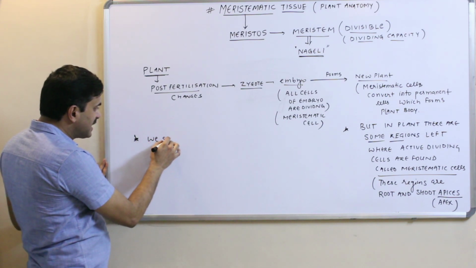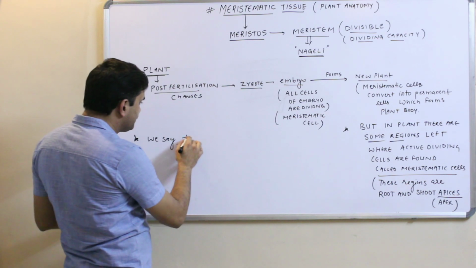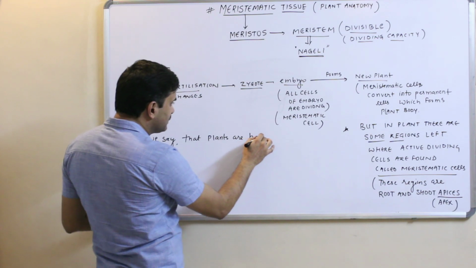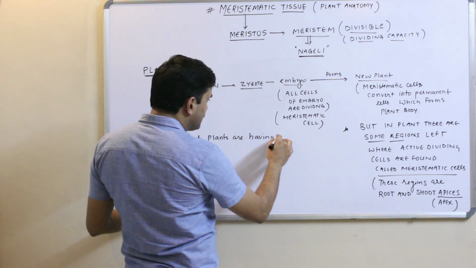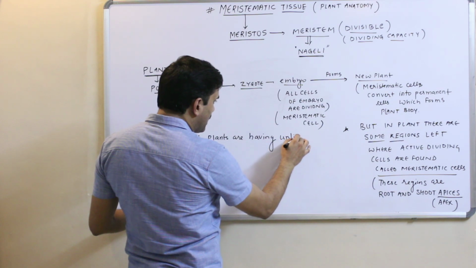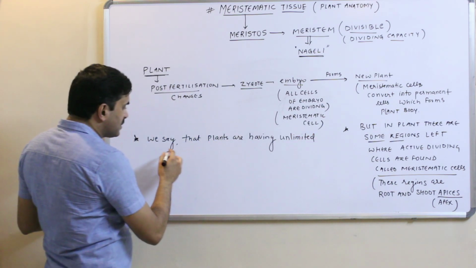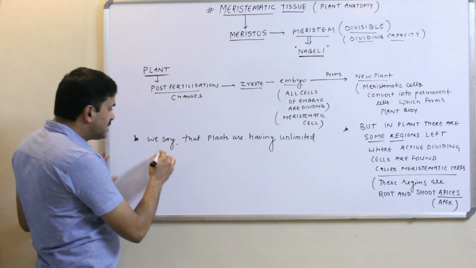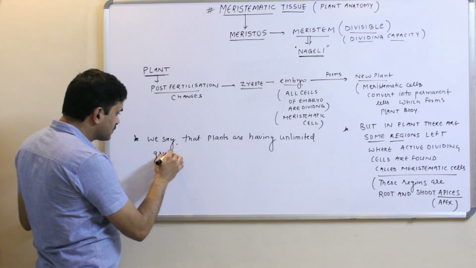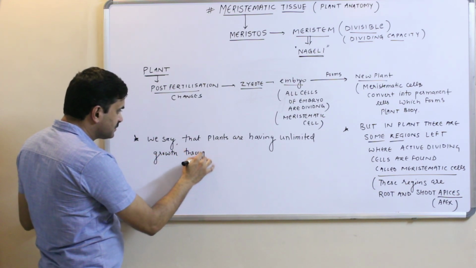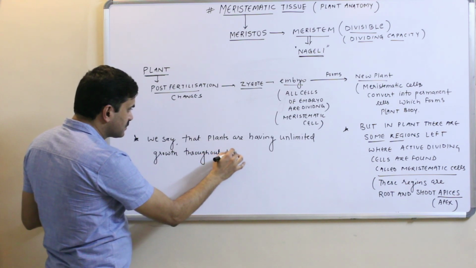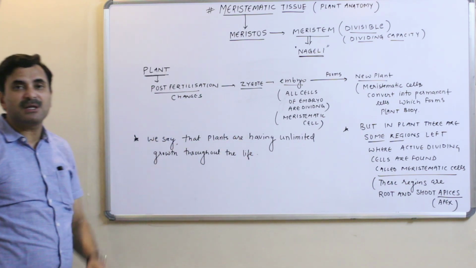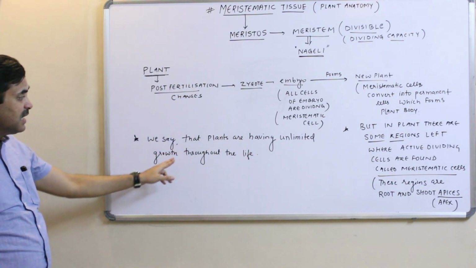We say that plants have unlimited growth throughout life. This is the chief difference between the plant and the animal, that plants have unlimited growth throughout life.